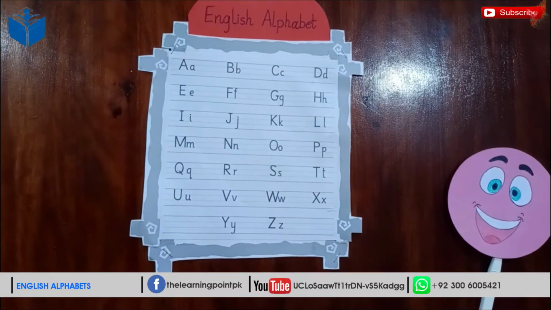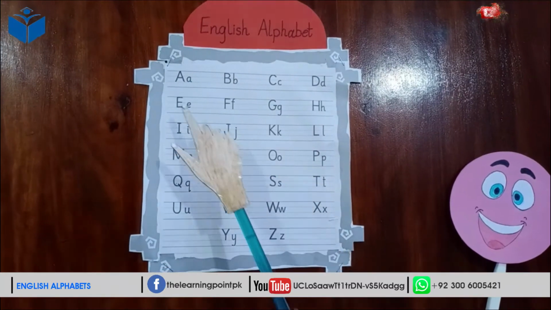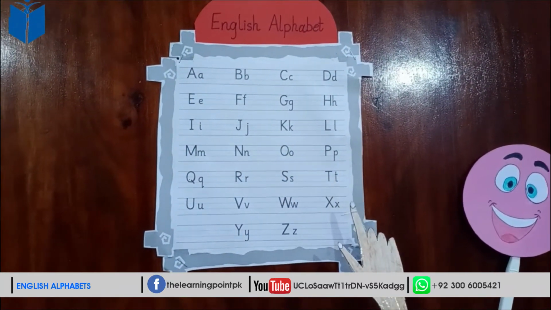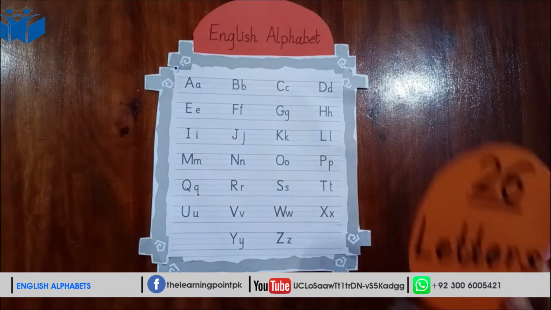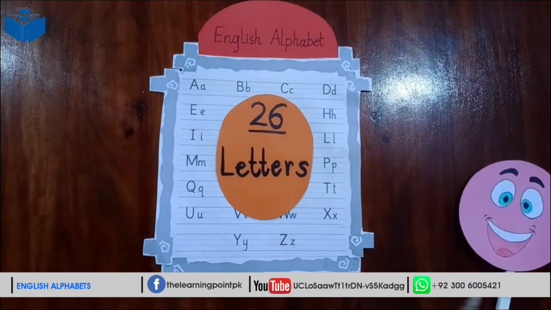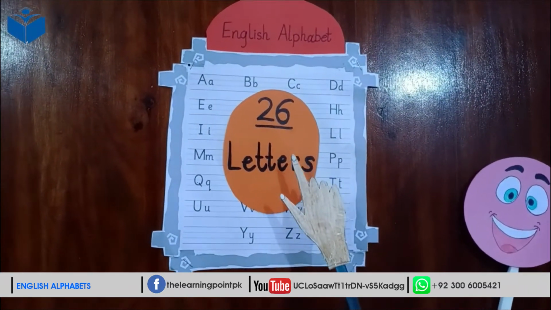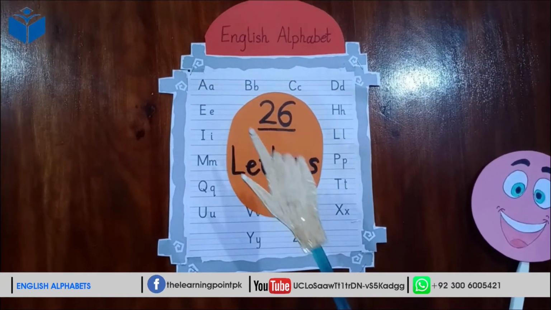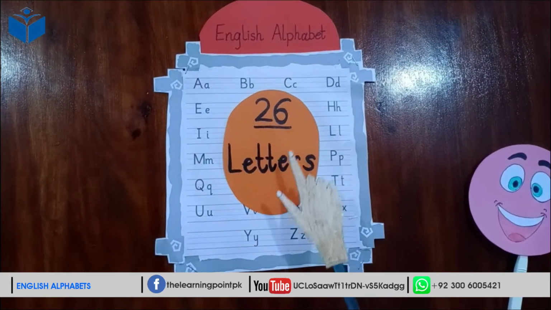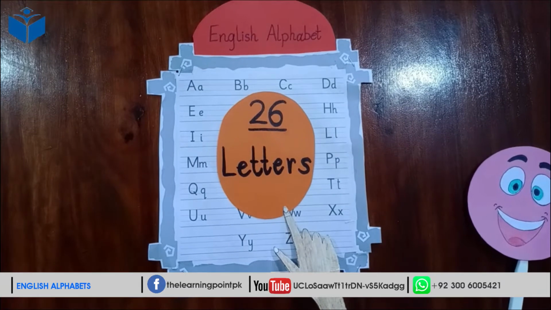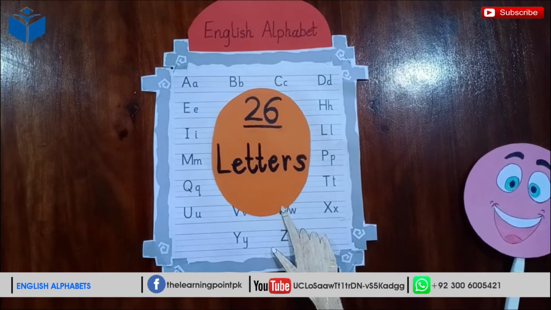I want to tell you that these all are English alphabets. They are 26 in counting. We also call them letters. English alphabet has 26 letters.